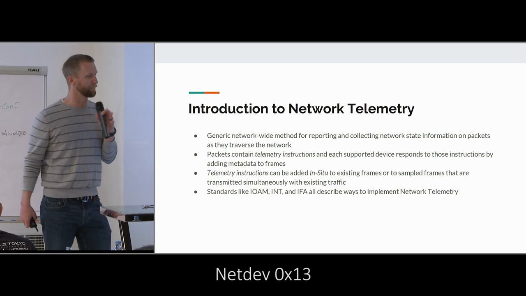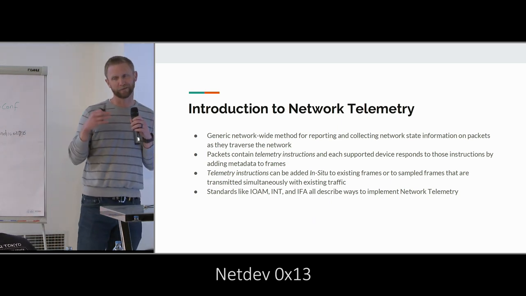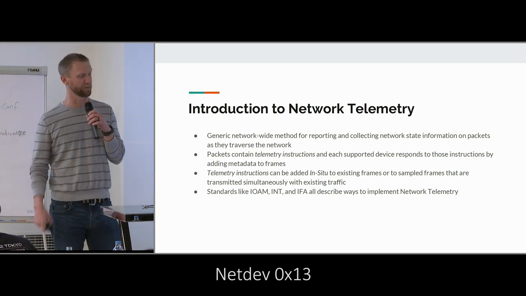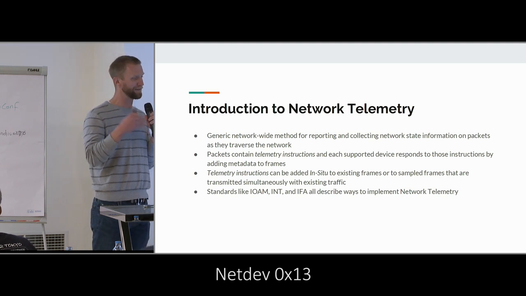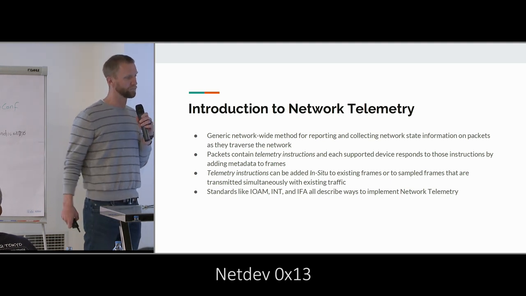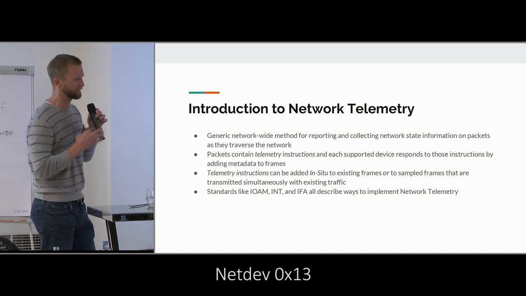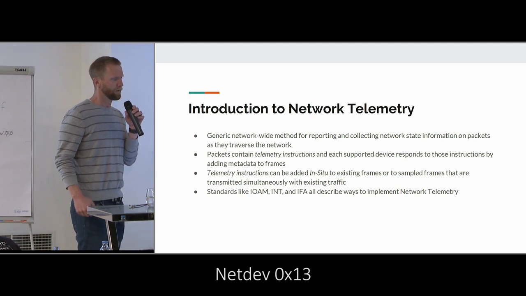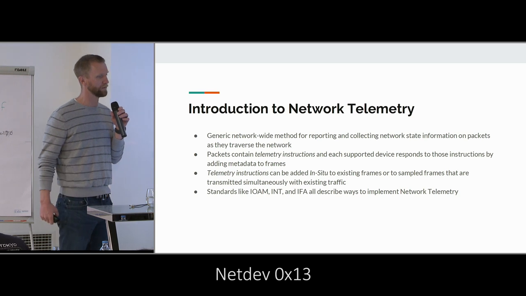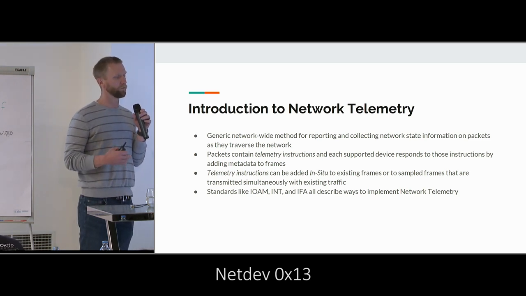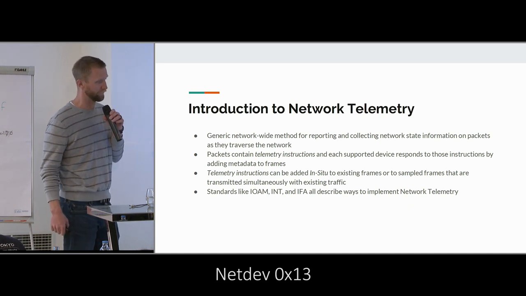So the idea behind telemetry is a generic method for collecting network state, but oftentimes on the packets as they traverse the network. So you're not looking at a special agent, or a little bit of an agent, but nothing third party. The idea is we could have this native to the kernel. The way this works is that packets have these telemetry instructions inserted, and a supported device would read these instructions and, based on what's there, would add some metadata to traffic as it flows through.